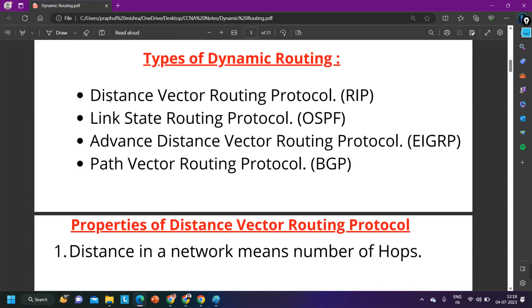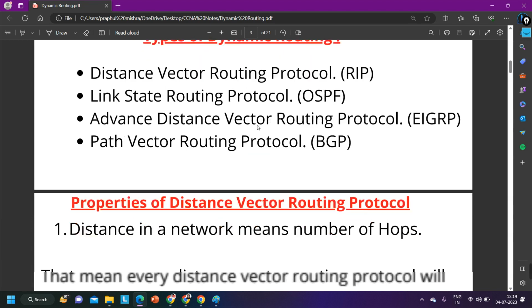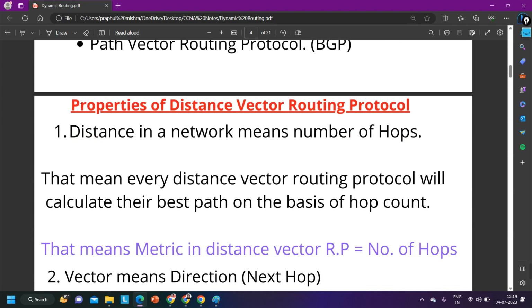Then types of dynamic routing, as I told you. The first type is distance vector routing protocol, then link state routing protocol, then advanced distance vector routing protocol, and then path vector routing protocol. Now we need to understand the properties of each dynamic routing protocol. Let me start with the properties of the first routing protocol, that is the distance vector routing protocol.